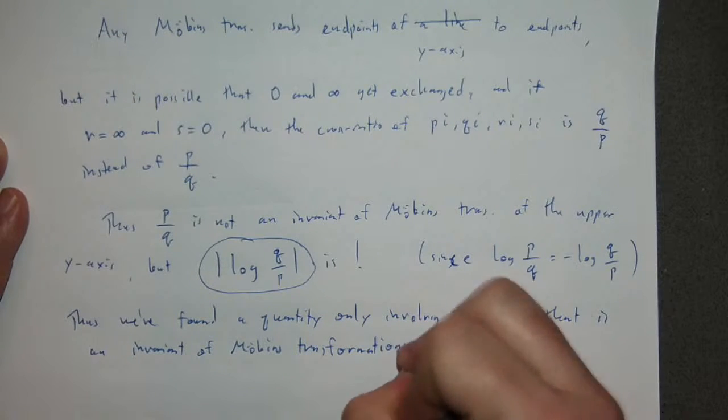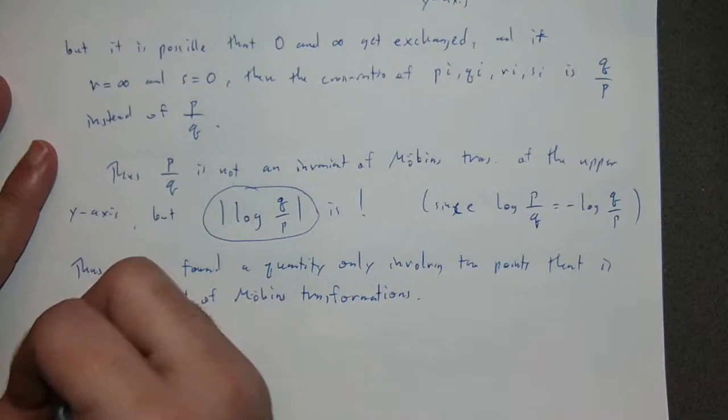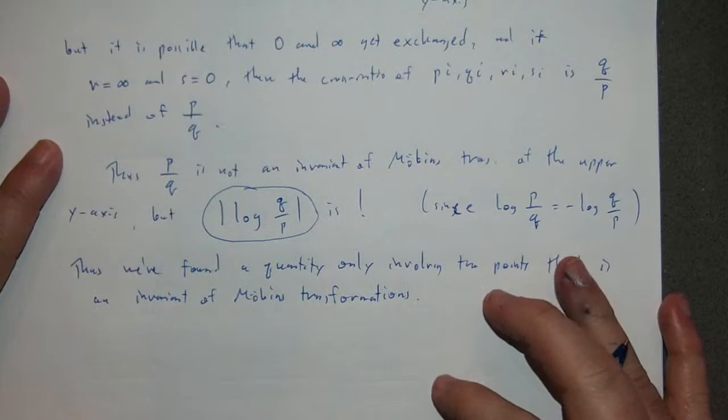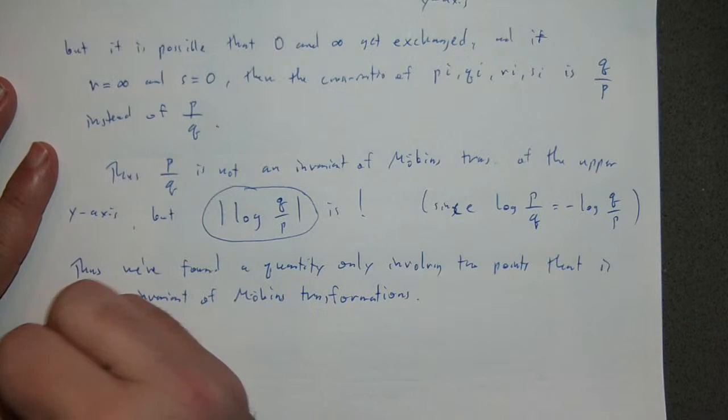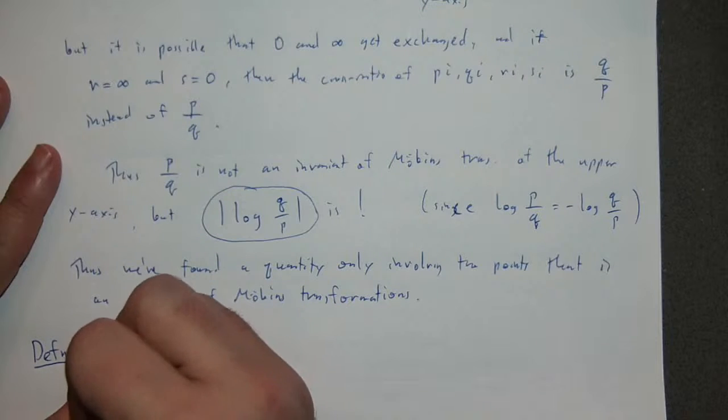Well, again, following the Kleinian approach, you've got transformations. You've found an invariant that involves 2 points. What might be the good thing that's a generalization of? Well, length or distance, right? So this allows us to make the following definition, and this is the definition of distance on the upper y-axis.